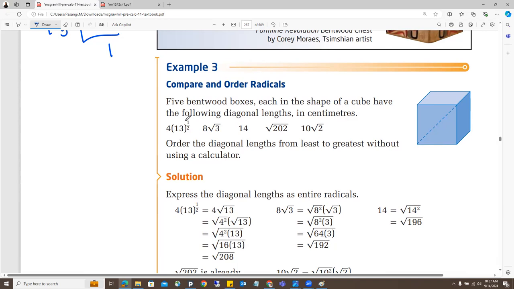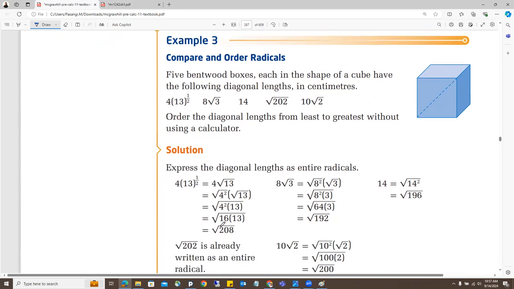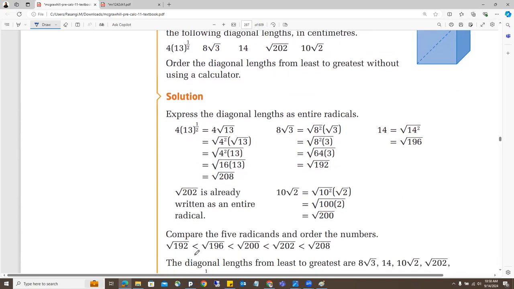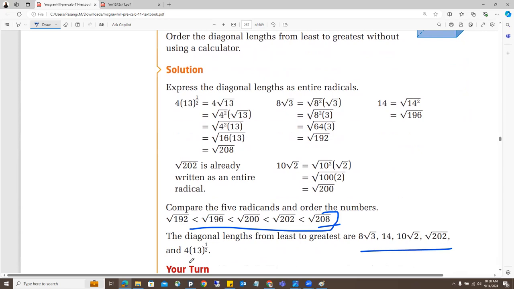So 4 square root 13, if you make it an entire radical, you will receive square root 208, and 8 square root 2 means square root 192. Then 14, if we take it inside the square root, means square root 196. The steps are: we convert all the radicals or the numbers or the mixed radicals to entire radicals and then put them in ascending or descending order. Is it clear? Then the smallest one would be this one, and the largest one would be this one. But this is not the answer, this is what we prepared. Then the original answer would be this. Okay?